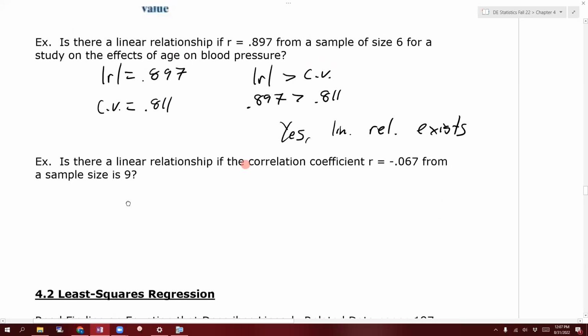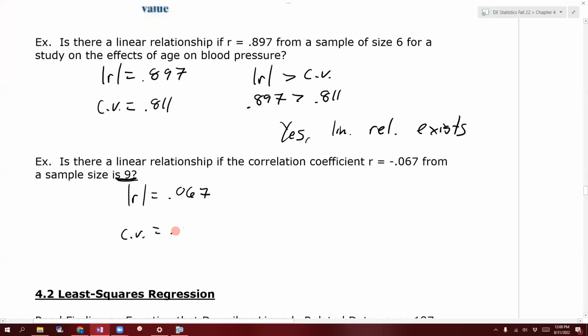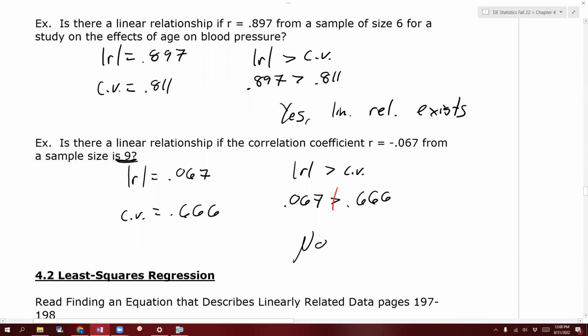All right, last one. Step one, absolute value of R is 0.067. Our critical value, this time our sample size is 9. So we come down to 9 and we get a critical value of 0.666. So is the absolute value of R greater than our critical value? So is 0.067 greater than 0.666? It's not. No. And so no linear relationship exists between X and Y.